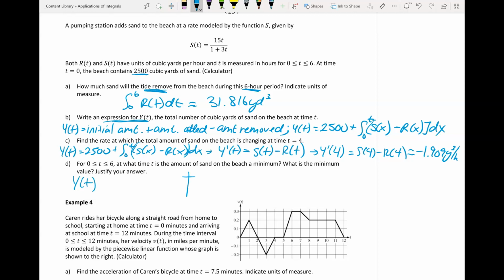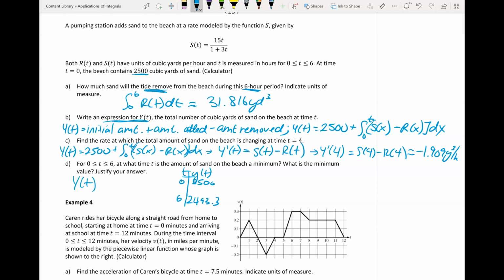And we can also evaluate certain points like times 0 and 6. At time 0 we know it's 2,500. At time 6 we can plug it in to y of t and find that it's going to be 2,493.3. So then we want to find the minimum between there.